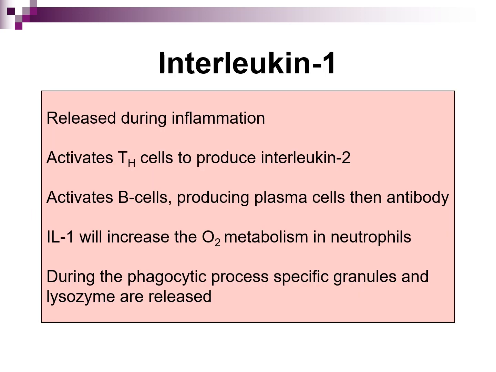Let's go ahead and talk about the more specifics of interleukin 1. Interleukin 1 is released during inflammation. It is a potent mediator of inflammation. Interleukin 1 activates the T helper cells to produce interleukin 2. Interleukin 1 activates B cells, producing plasma cells, then antibody. Interleukin-1 will increase the oxygen metabolism in neutrophils, and during the phagocytic process, specific granules and lysozyme are released. This is all part of the phagocytic process.